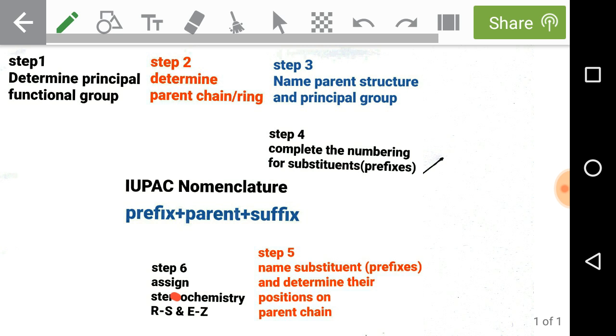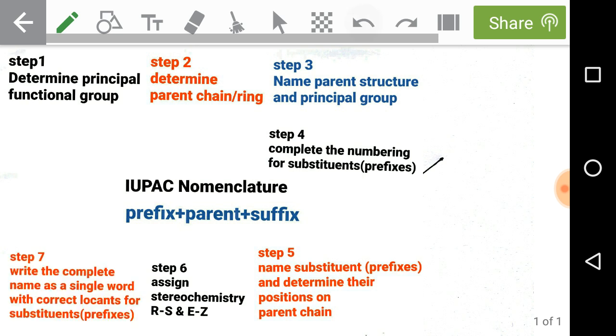So it may have R/S or E/Z. We need to look at the stereochemistry and give R/S and E/Z nomenclature on the particular carbons. Here also we need to follow alphabetic order and numbering, ascending numbering order, to give the locants for the particular R/S and E/Z nomenclatures. And in the seventh step, write the complete name as a single word with correct locants for substituents or prefixes.